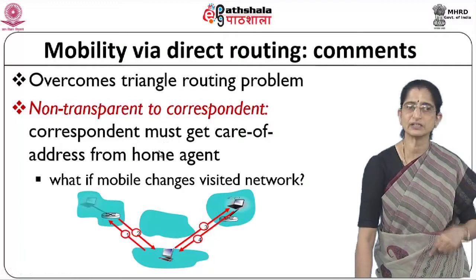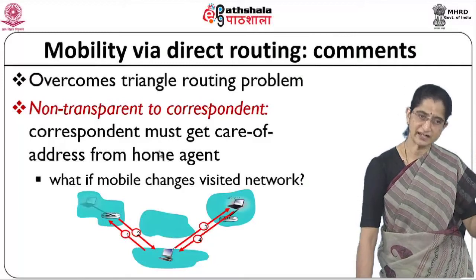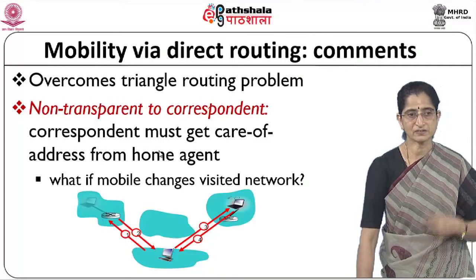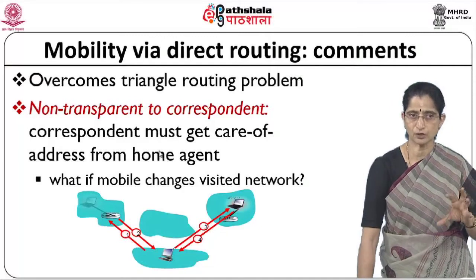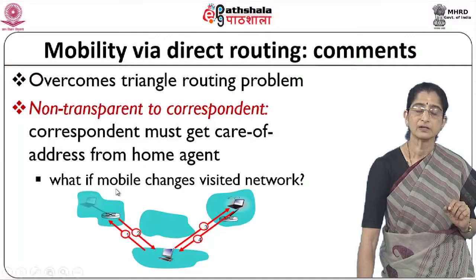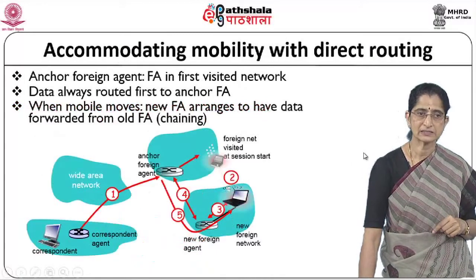It has to know that it is talking to a mobile, therefore, it should know that it has to go and talk to the home agent, get the information of the care of address from the home agent, and then it will have to forward the packet. So, more work to be done by the correspondent. Okay. Now, what if the mobile changes the visited network? What will happen in that case? You will have to accommodate for that mobility also.